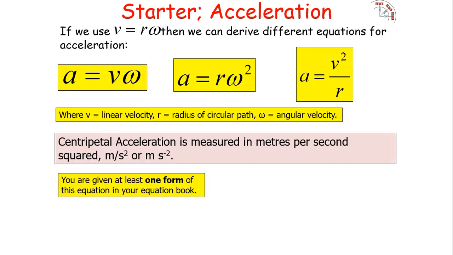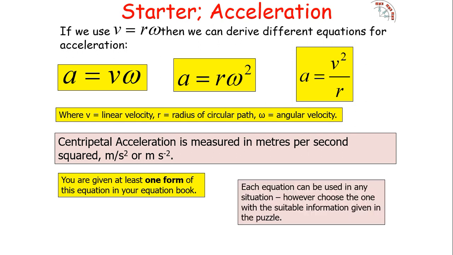Now we can substitute v equals r omega into this equation to get three different equations for centripetal acceleration. So we can say that a equals v omega, a equals r omega squared, or a equals v squared over r. Centripetal acceleration is just an example of an acceleration, so it's given the same units as linear acceleration, meters per second squared, or m s^-2. You're given at least one form of this equation in your equation book. Each equation can be used in any situation regarding circular motion, so you've got to choose the equation which has the suitable information given to you in the question.